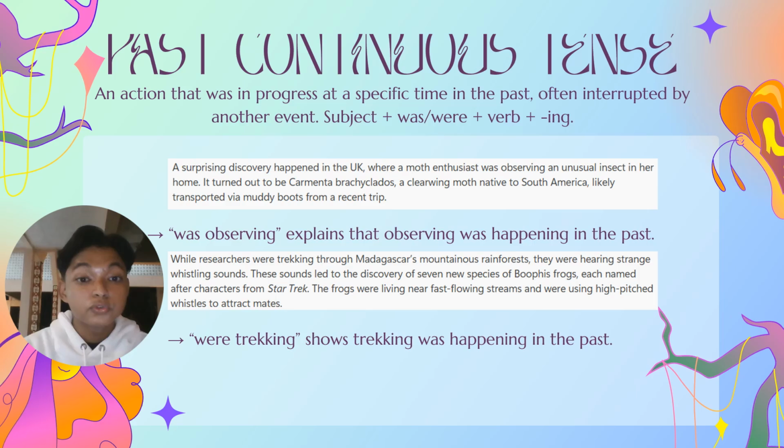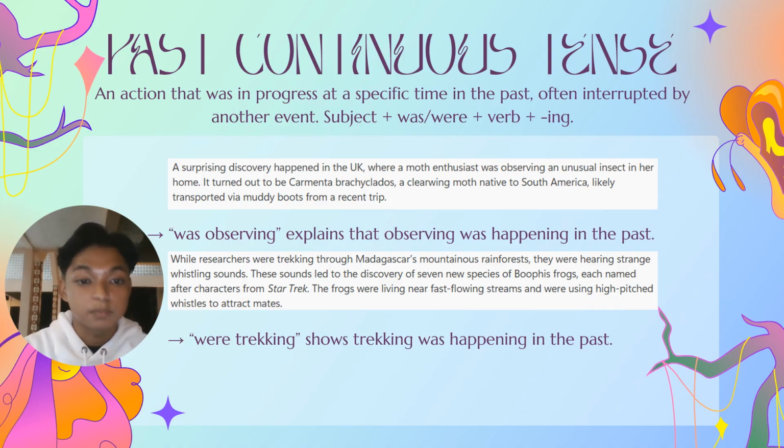Next, we move to the past continuous tense. We use this to describe an action that was in progress at a specific time in the past. It is often used to set the scene for another event. The structure is subject plus was or were plus verb-ing.